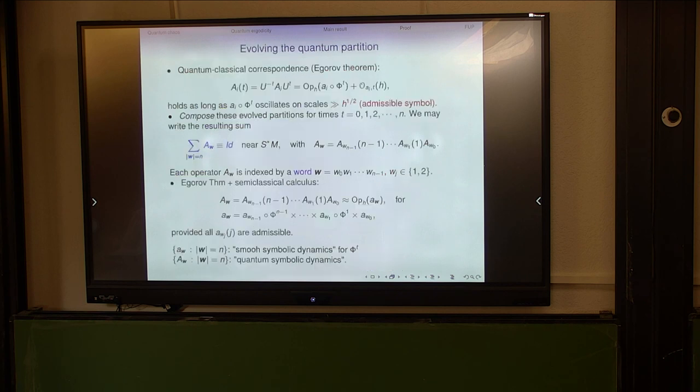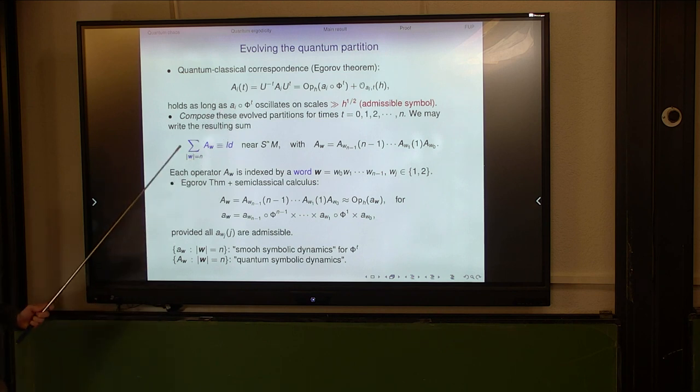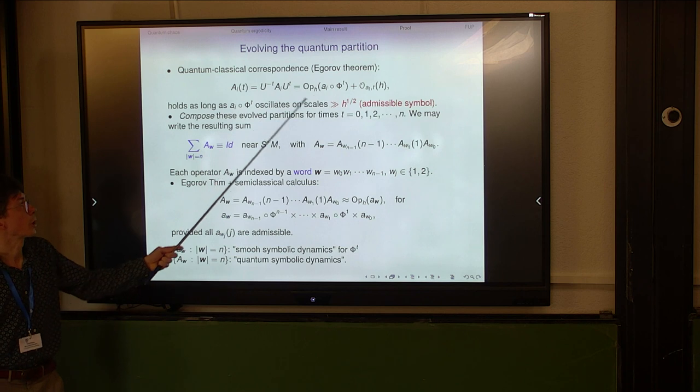And what can we do with that? Then we can start to use tools from semi-classical analysis or microlocal analysis. One of the main tools will be the so-called correspondence principle between quantum mechanics and classical mechanics, a semi-classical correspondence, which tells you that when you evolve your operator quantum mechanically, the quantum evolution is approximately equivalent to the classical evolution.